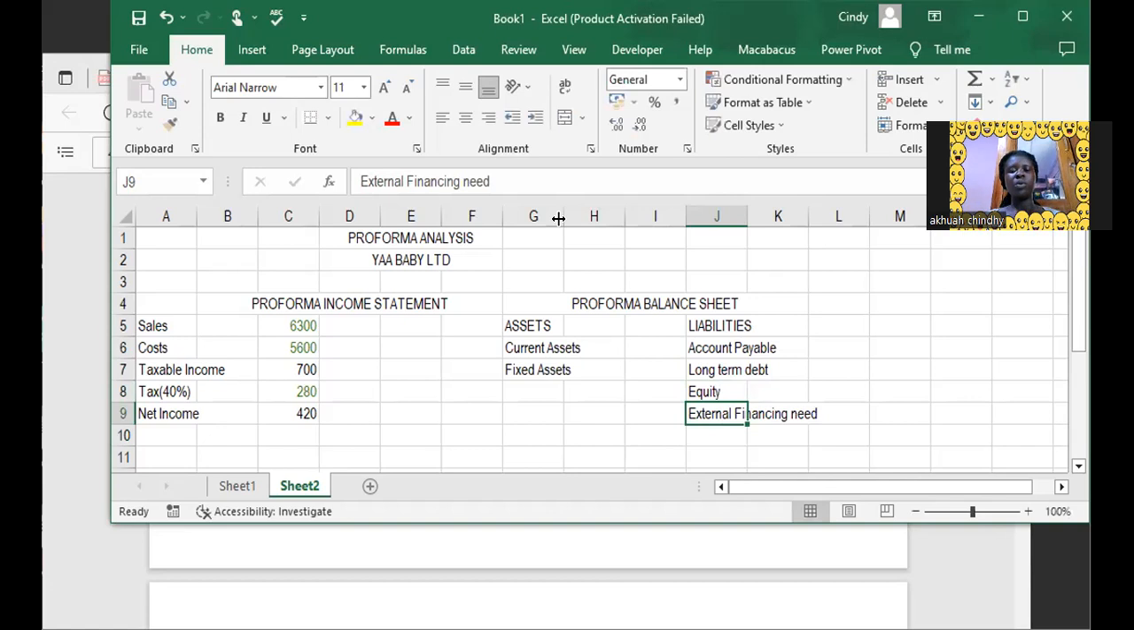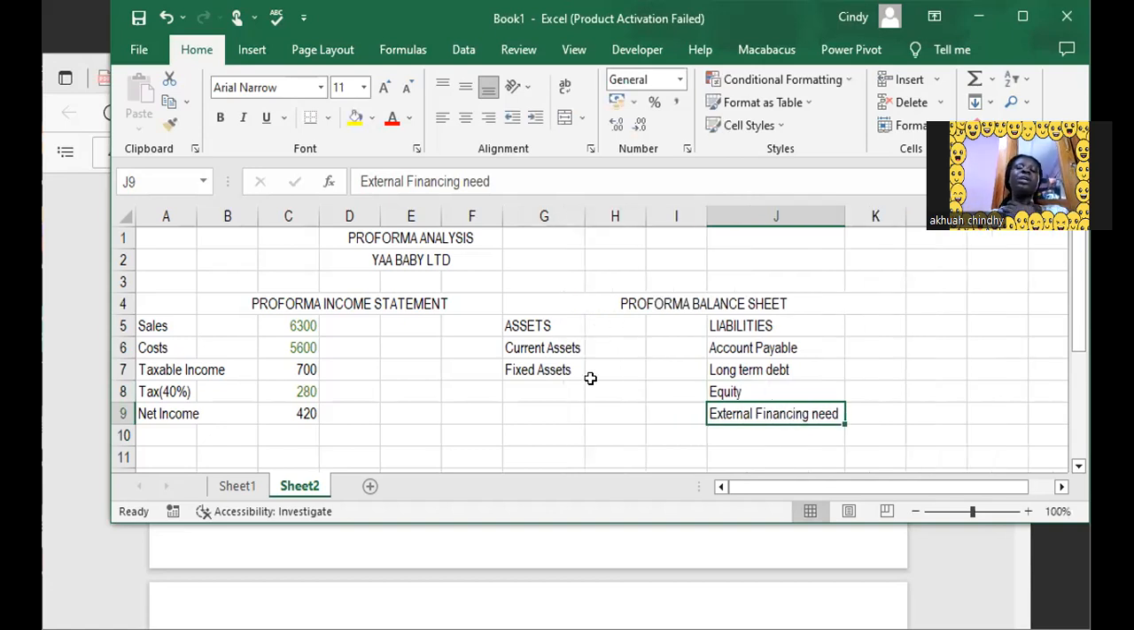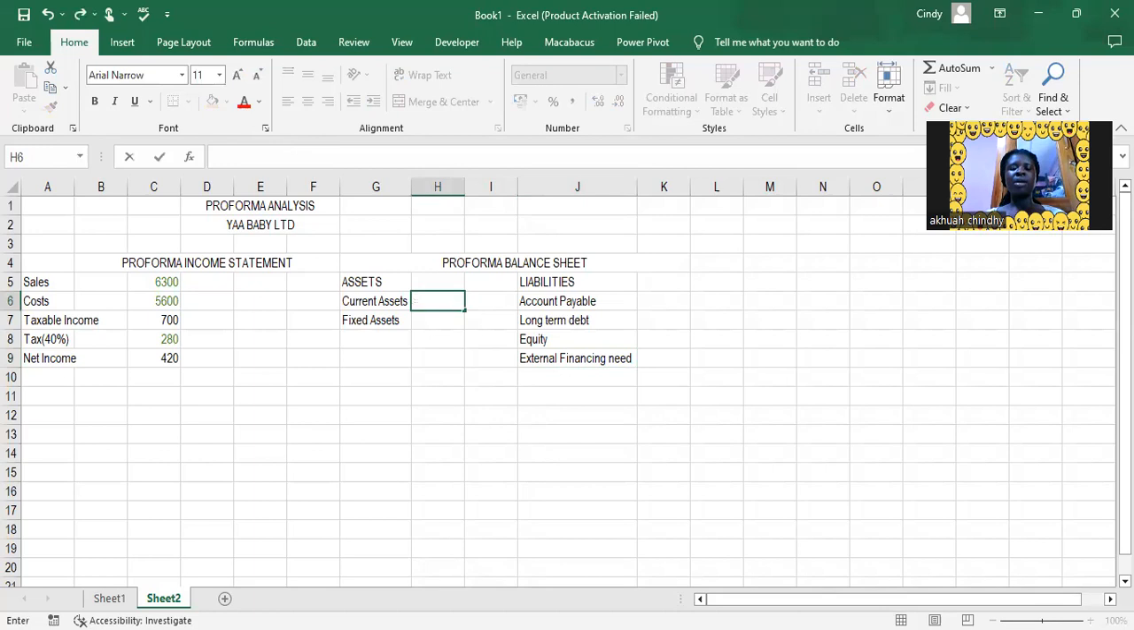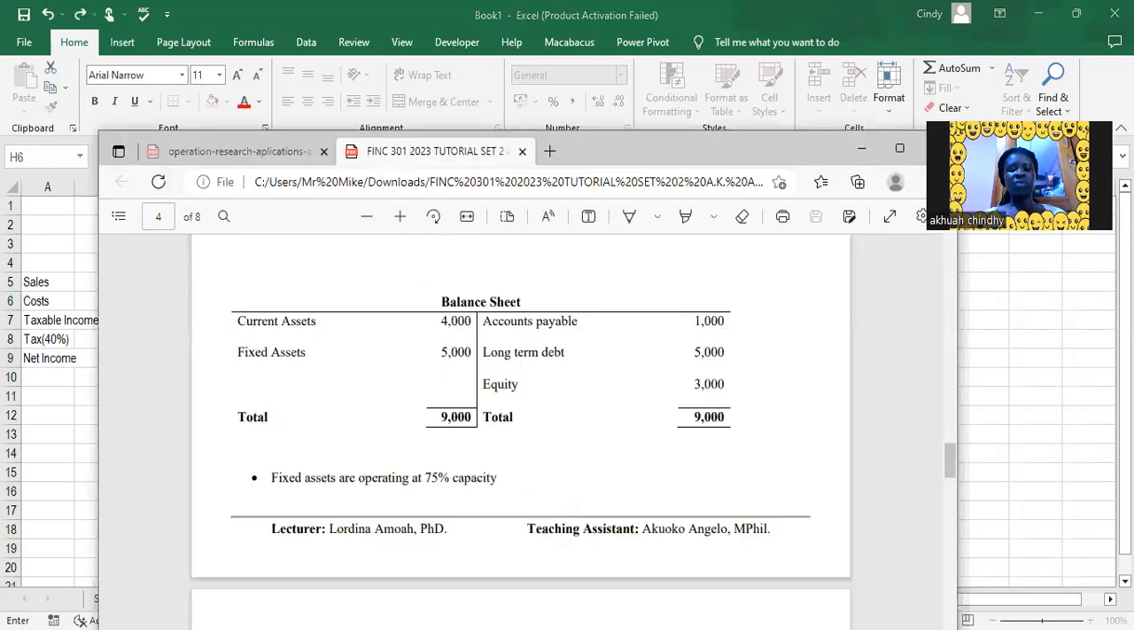So now we are coming to calculate our current assets, our fixed assets, and then our external financing needs, our equity, and the others. So for the current asset, the question already said that it varies directly with sales. And since sales is growing at 40%, it means current assets will also grow at 40%, right? So our current assets is 4,000 over here. And it will grow at 40%, just as the sales, because it varies directly with sales.